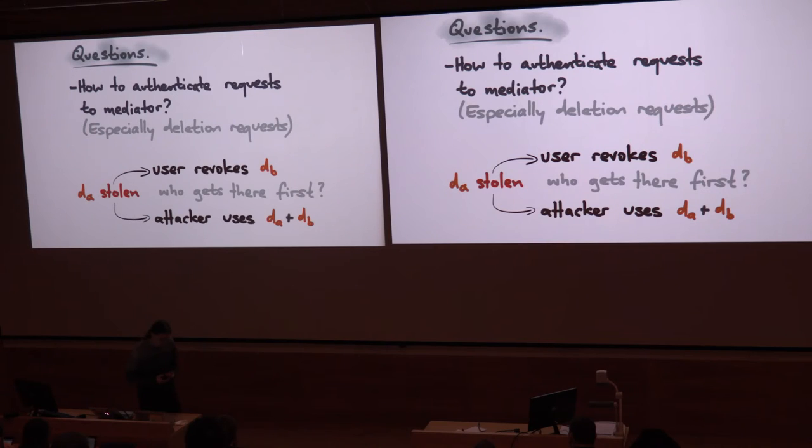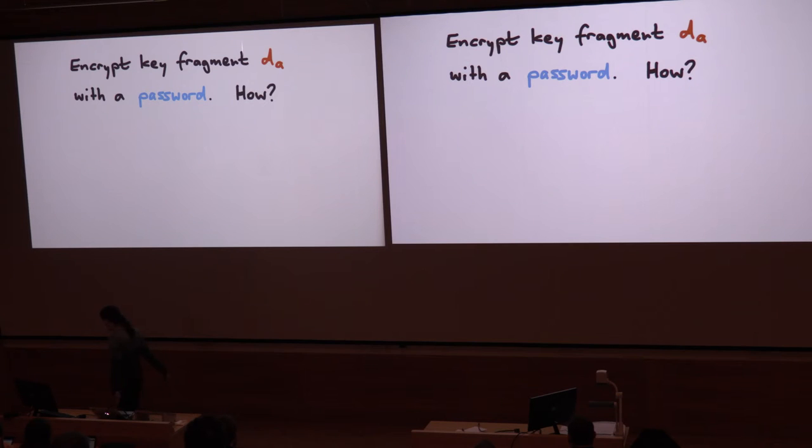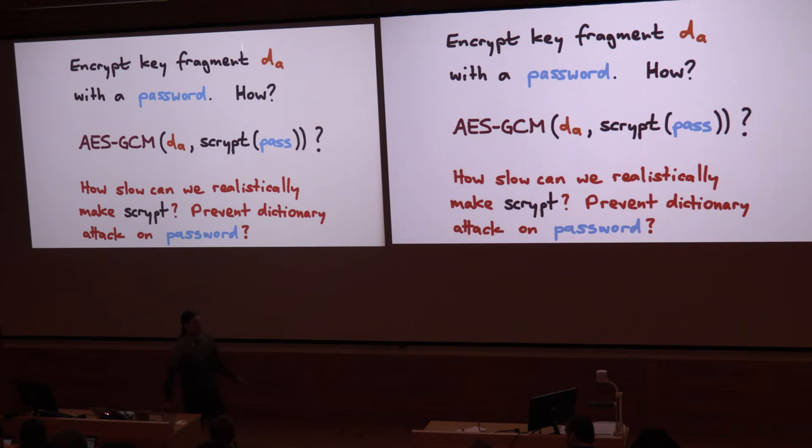But coming back to this, we have this race here between the genuine user who wants to revoke the key and the attacker who is trying to break the encryption. So we're going to assume now that the private key material on a device is encrypted with a password, or rather a key derived from a password. The standard way of doing that would be to use some slow key derivation function. I've put scrypt here, but feel free to substitute argon2 or whatever you like. And then use some symmetric cipher, probably an authenticated cipher, to take the key fragment, DA, encrypt it and store that locally. But as I said, the only thing limiting the attacker here is their computational ability.